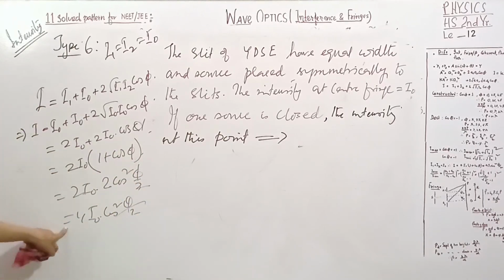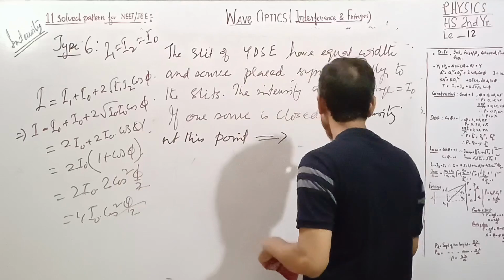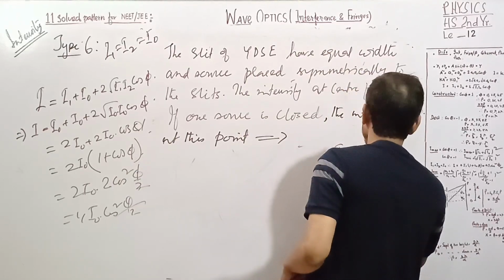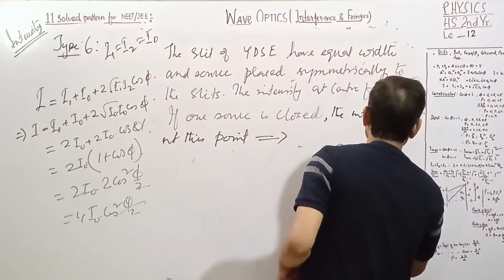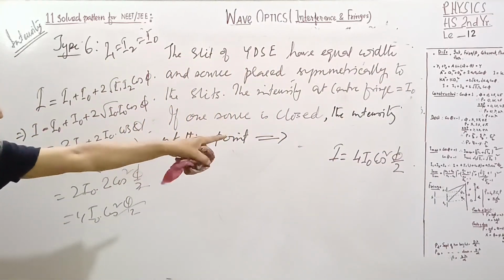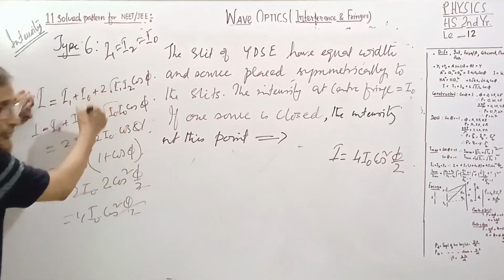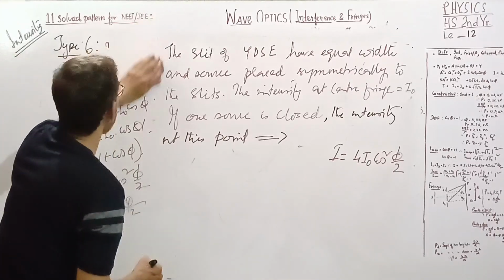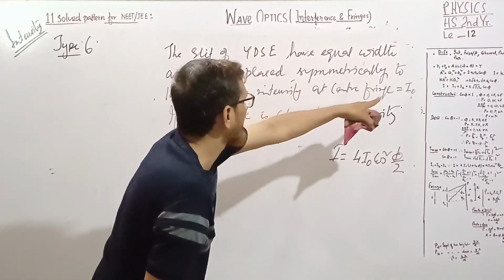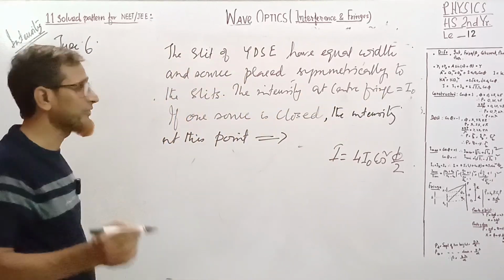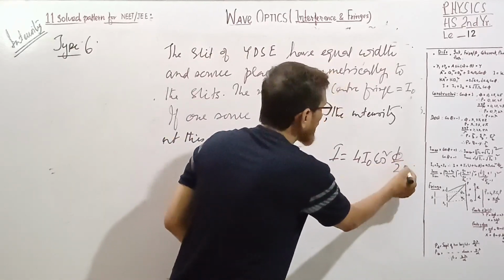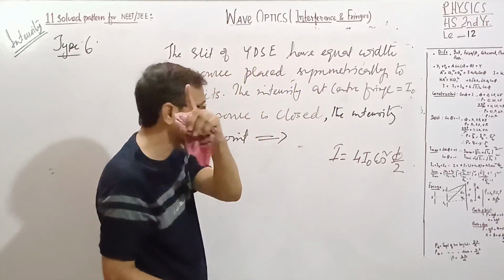Our formula is, you learn it by heart: if the sources are identical, I is equal to 4 I naught cos square phi by 2. You just write this one. I have shown you, keep it in your mind. Now the question is, the intensity at the center fringe is equal to I naught. For the center fringe, phi is always 0. So if phi is 0, then cos 0 is equal to 1.